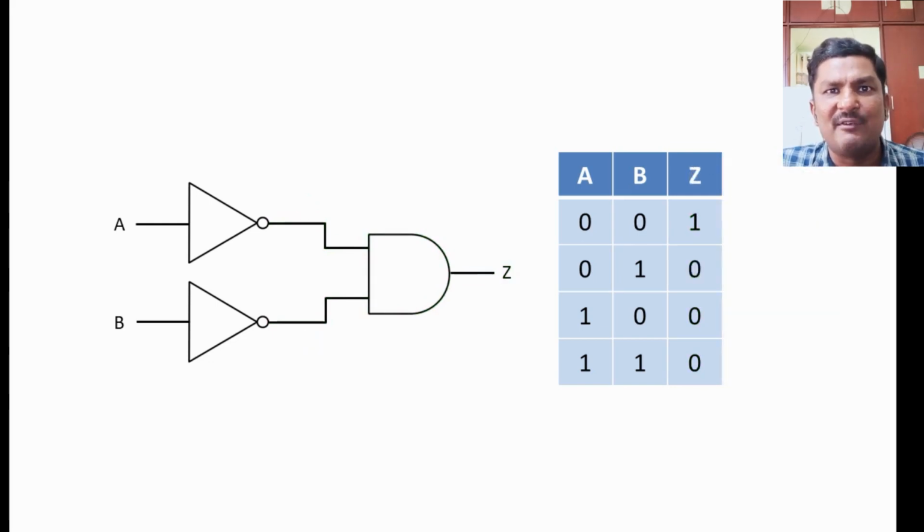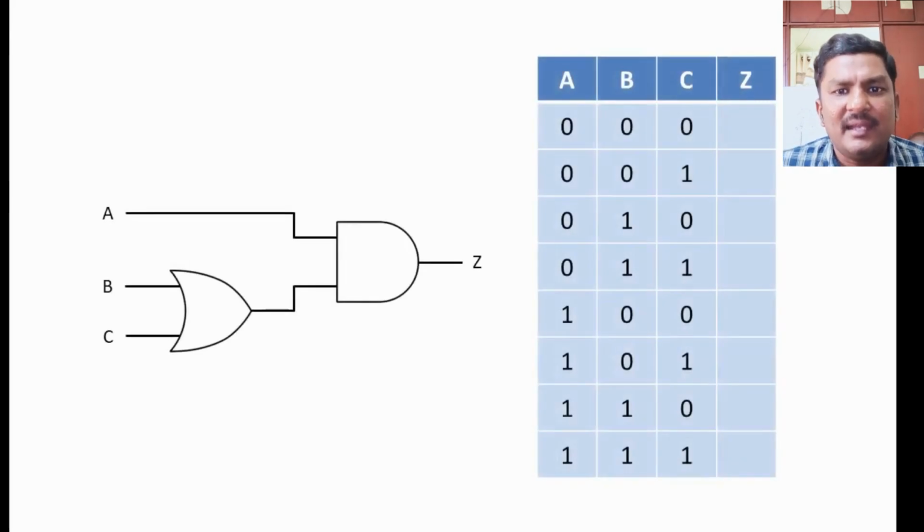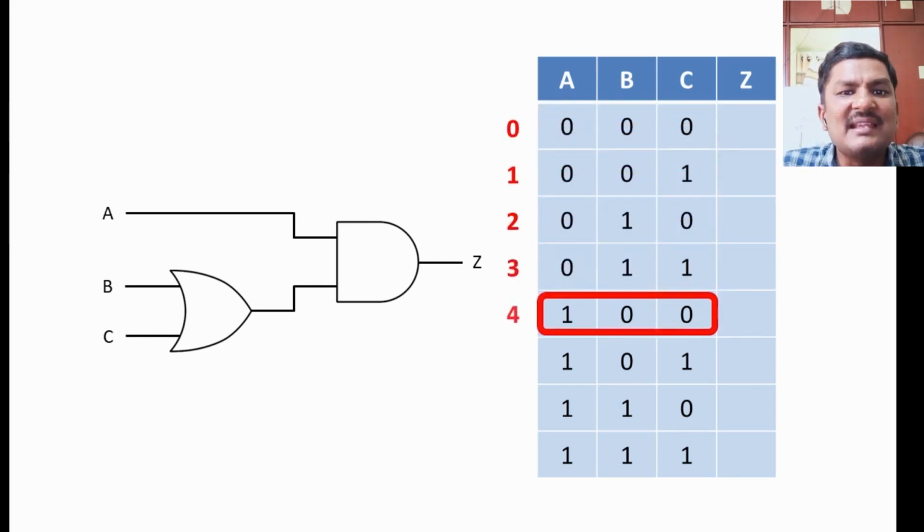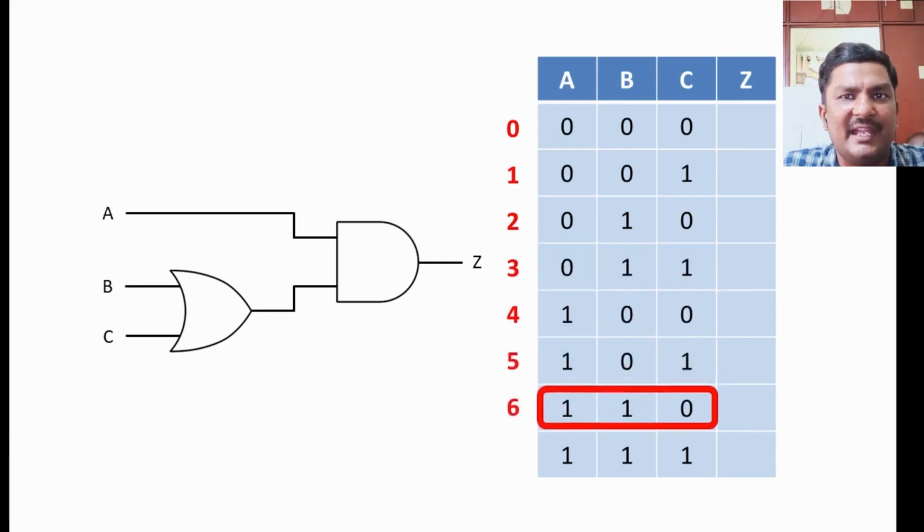So Z equal to 1. This example 4 is the combination of two NOT gates and one AND gate. Next example 5, one OR gate and one NAND gate. They are connected like that. A is the input to the AND gate and B and C are inputs of OR gate.